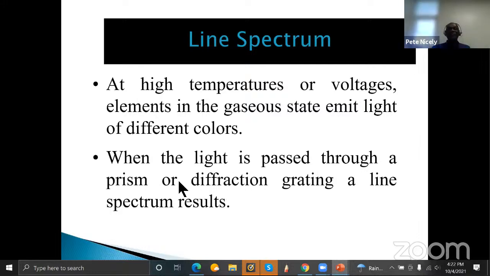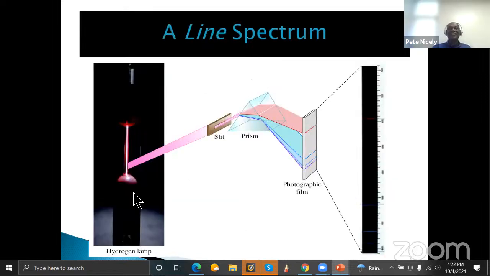When the light is passed through a prism, then you're going to end up with a line spectrum, which is different from the continuous spectrum that we just saw. So just to illustrate this particular fact, let's look at the hydrogen lamp, which consists of a tube which contains hydrogen at a very low pressure. And this is subjected to an electric discharge.